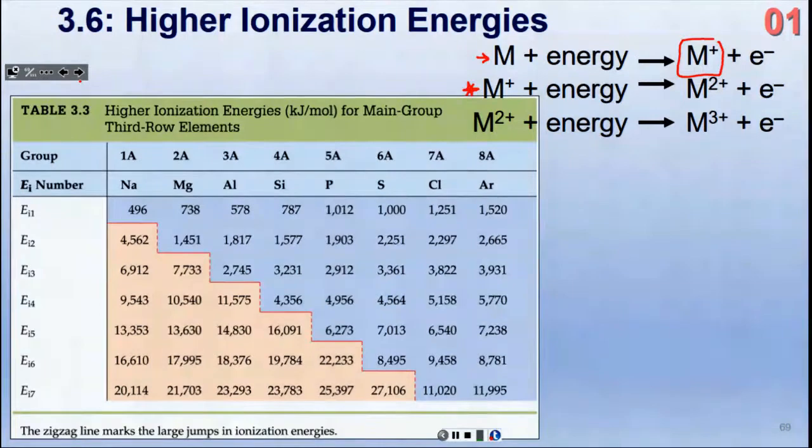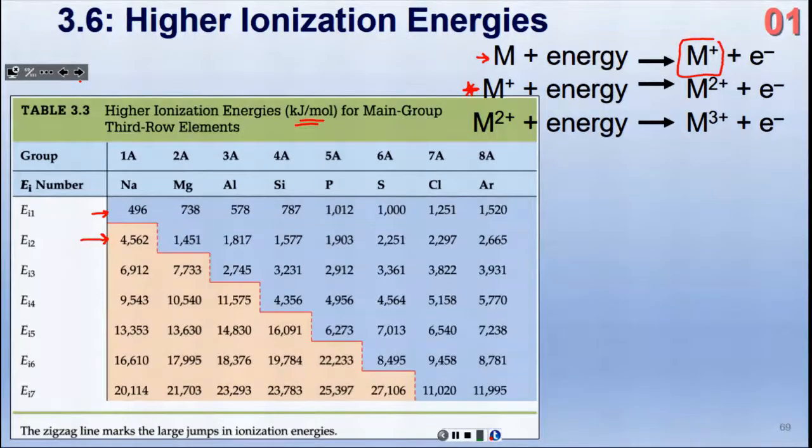So look at sodium for an example in the first column. The first ionization energy here, don't worry about the actual numbers. Yes, it's kilojoules per mole. Nobody's asking you numbers at the moment. But notice the second ionization energy, a great big jump. The second one is much more difficult to remove. It requires almost 4,000 kilojoules more than the first one.